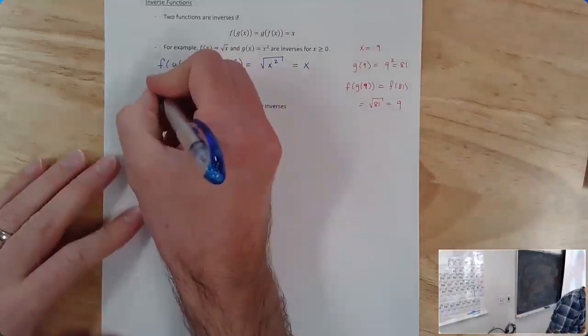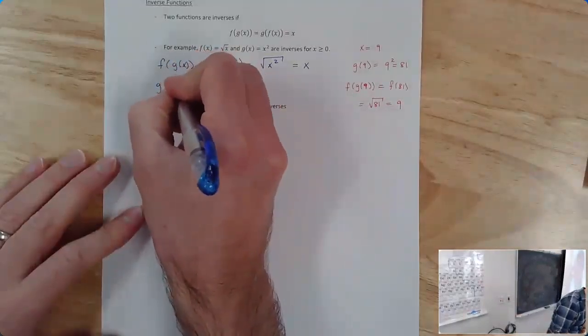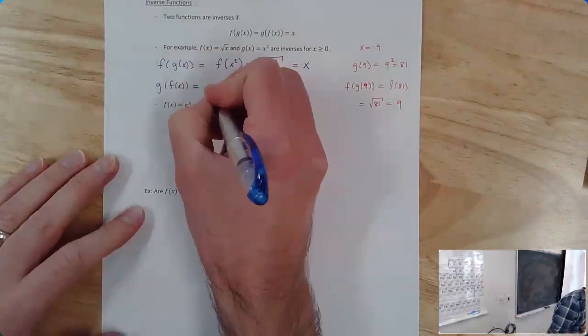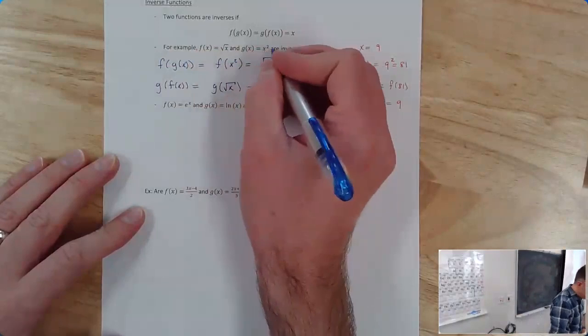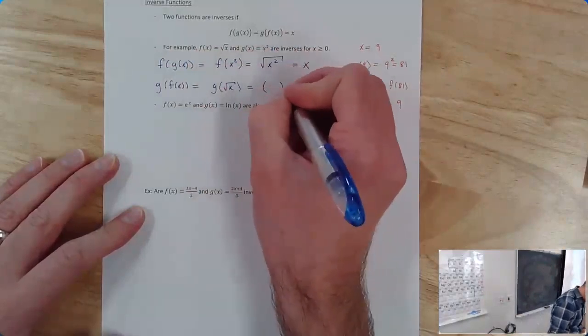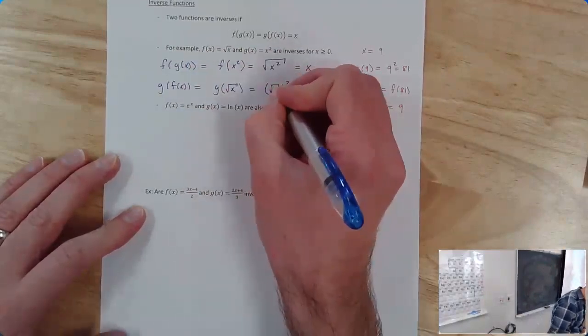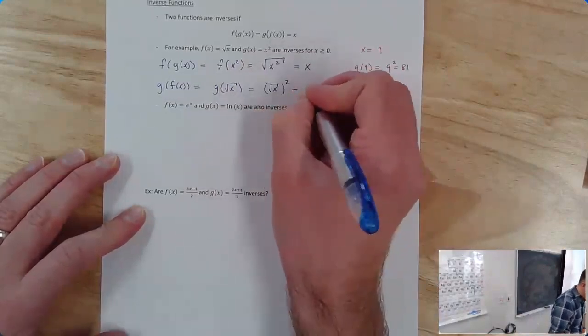So in a similar way, g of f of x is equal to g of the square root of x, which is equal to, well, g of x is x squared, so g of some stuff is some stuff squared. And the square root of x squared is just x.